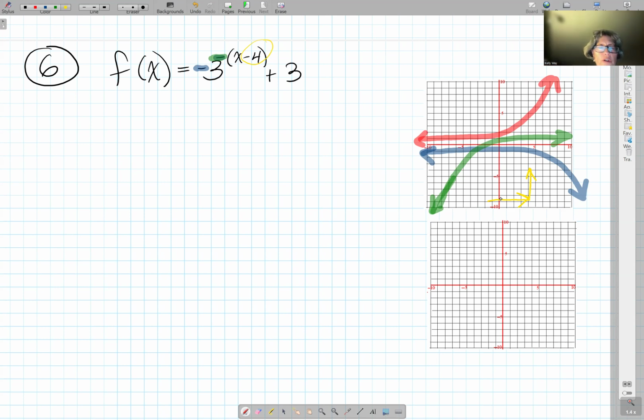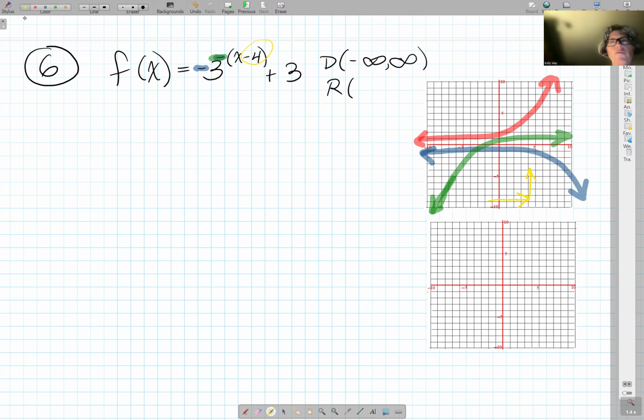So now we're going to start and find our domain and our range. So we know in this case with exponents, our domain is going to be negative infinity to the left, positive infinity to the right. And then we have to ask our range, where is our horizontal asymptote?